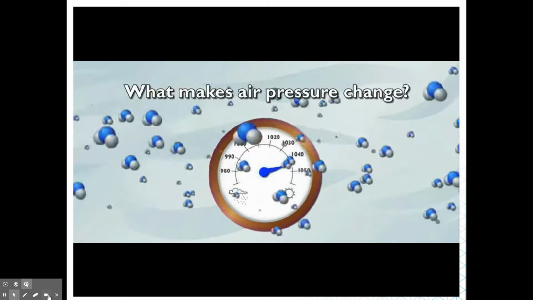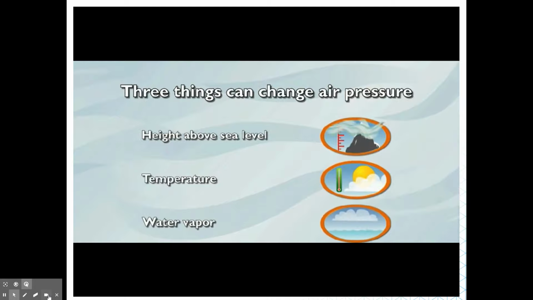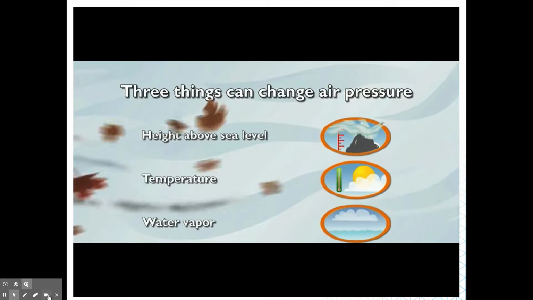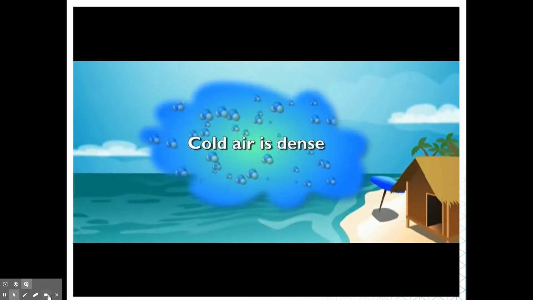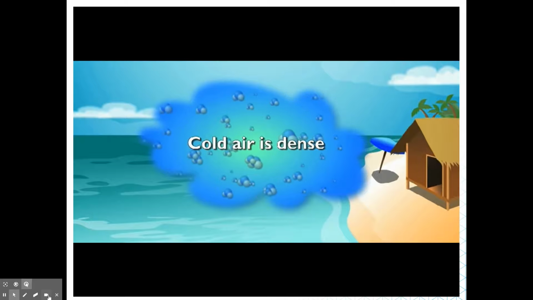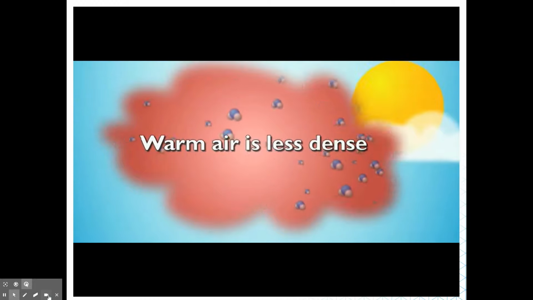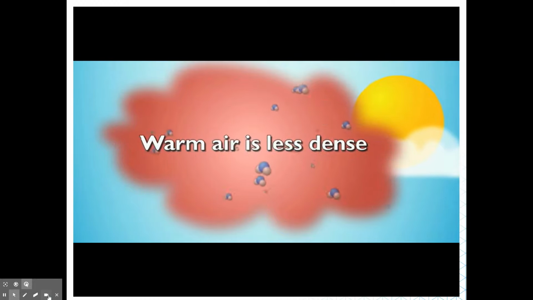What makes air pressure change? The height above sea level, the temperature, and the amount of water vapor in the air. Those three things make air more or less dense. When air gets colder and closer to sea level, it gets denser. That means the air molecules are closer together, so there's more air pressure. So when air gets warmer and higher, there's less air pressure? Right. The air molecules are farther apart, or less dense.